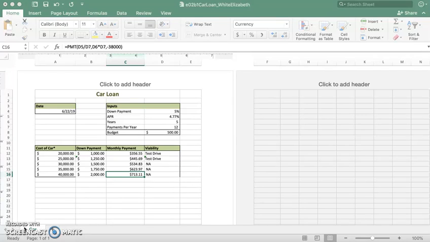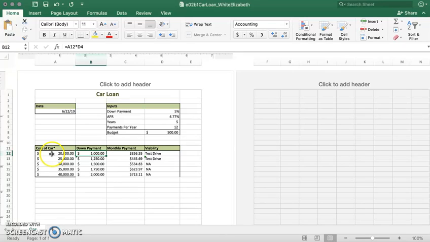So we started off by taking the cost of the possible cars that I would want to buy, and I calculated the down payments. I did this by putting in a formula for, in this case, A12 times D4, which is the down payment here. And then I applied this same formula for A13, A14, etc., times D4. And it gave me 20% of each of these car prices.